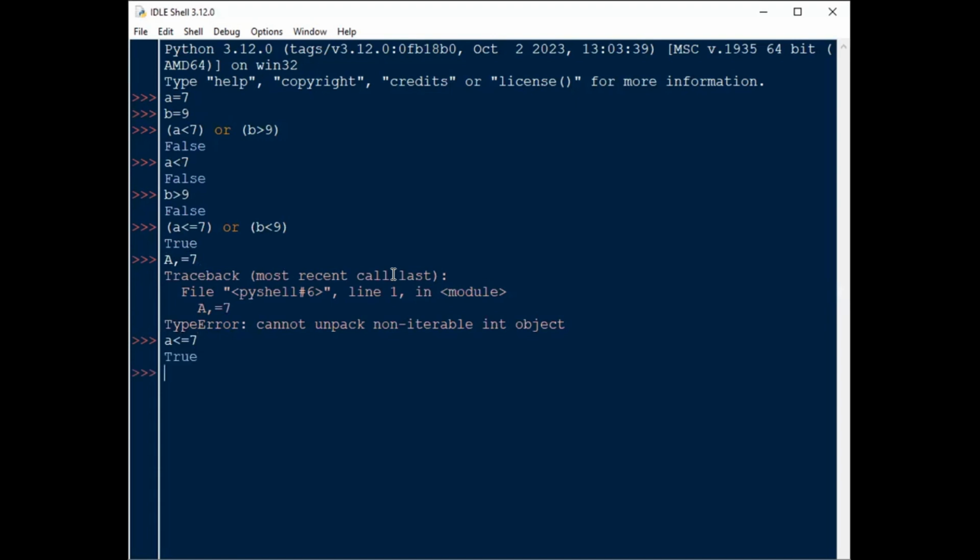So we get true, and B is less than 9. We get false.